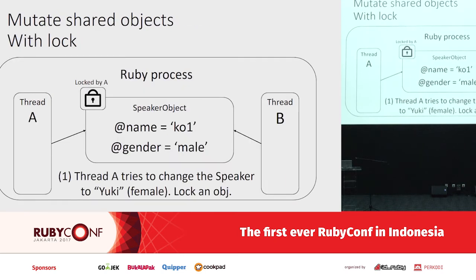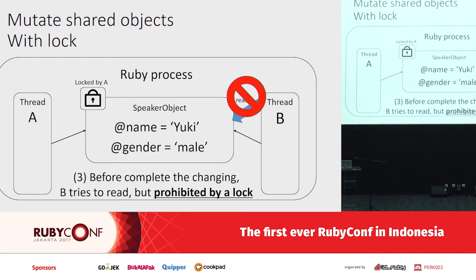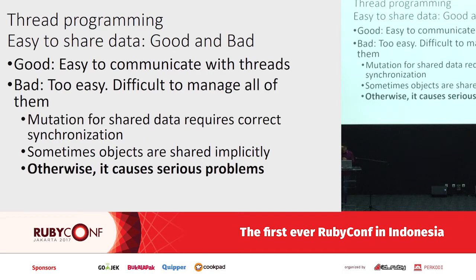To modify, read, or write the object, we need to lock the object by thread A. At this timing, thread B can't access this object because it is locked by thread A. So this is the problem and how to solve it.